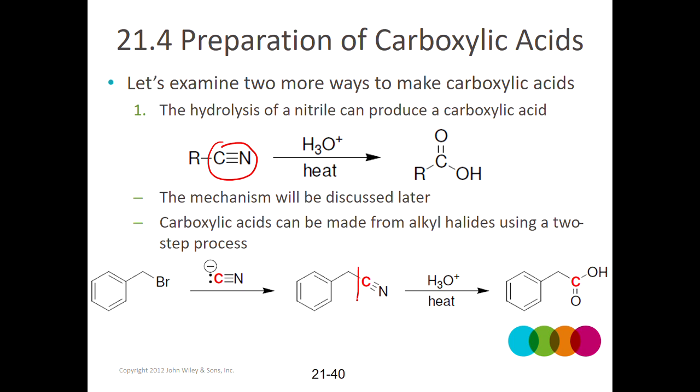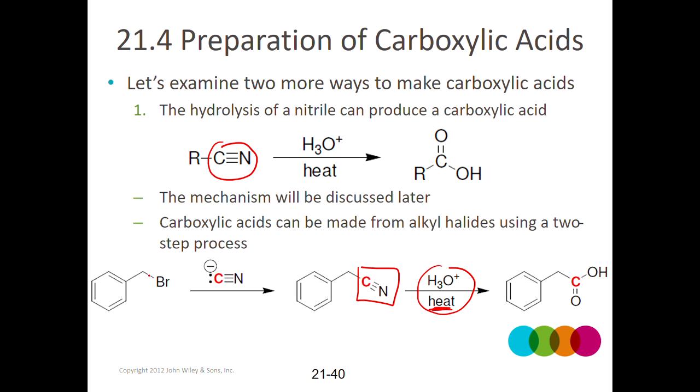So any time I have a CN using H3O plus and water and heat, I need a fair amount of heat here because the transition state energies are kind of high. I can convert that carbon that was triply bonded to a nitrogen into a COOH. And we talked about that a little bit today. We're going to see the full mechanism for that, I believe, probably next week.